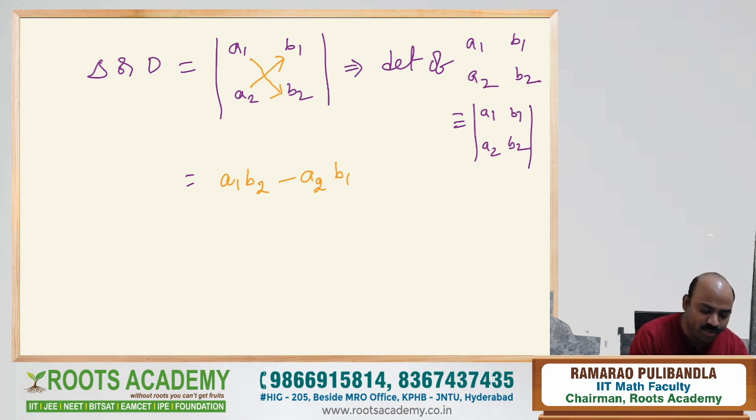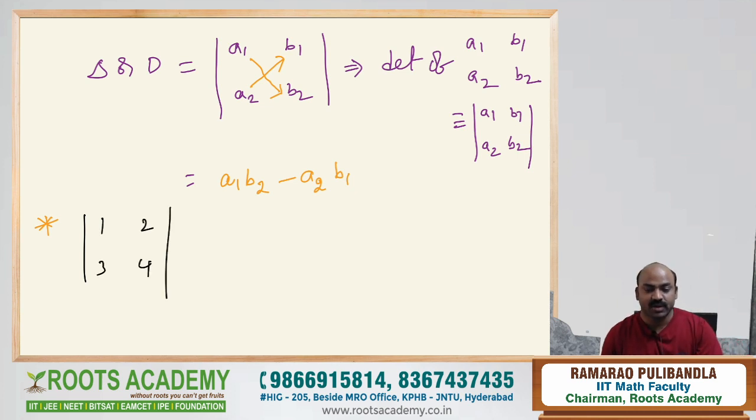Quickly, all of you, give me the values of this. What is the value of delta of 1, 2, 3, 4? Quickly give me the value of this. Can you give the answer for this?